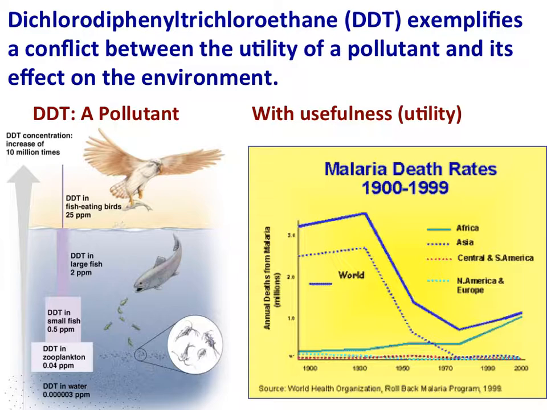Now take notes here. Get the details straight. Do you understand the statement where DDT exemplifies a conflict between the utility of a pollutant and its effect on the environment?